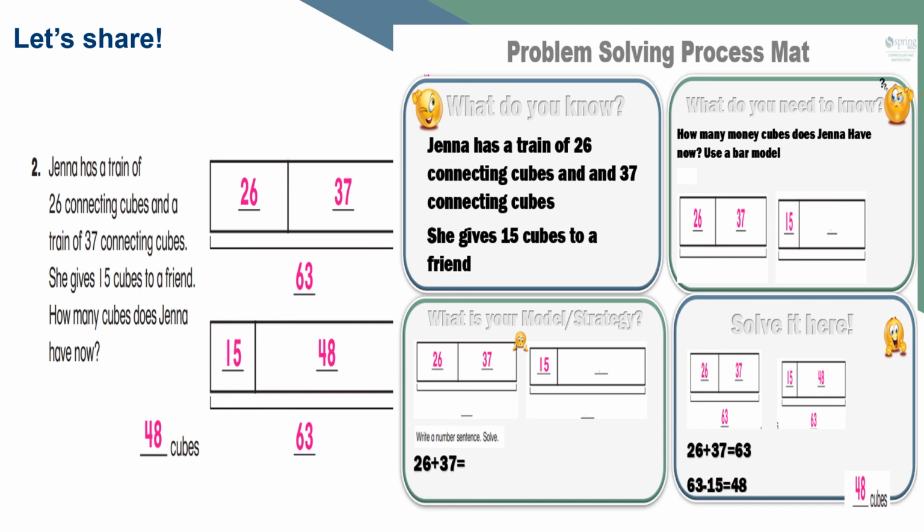So 63 minus 15. Remember to line up your ones place. 3 minus 5 is impossible, so that means I have to regroup. So that 3 is now a 13. 13 ones minus 5 gives me 8. And that 6 tens, remember I had to borrow from the tens place. That 6 tens is now a 5. So 5 minus 1 gives me 4. So the correct answer is 48. I hope you got that correct.